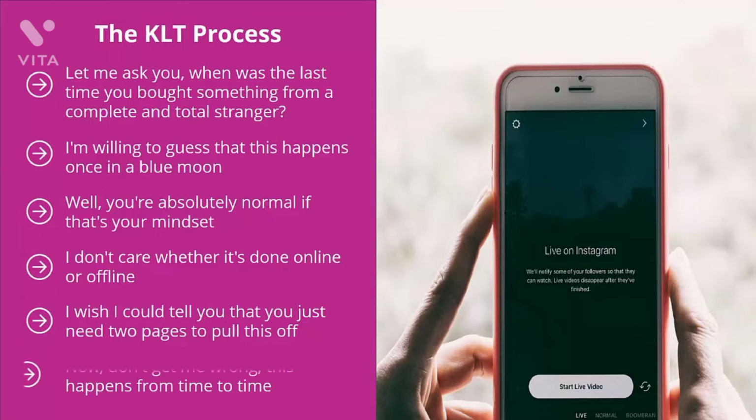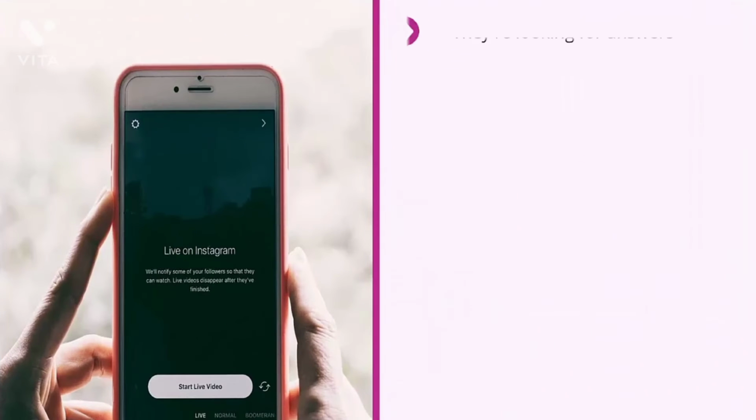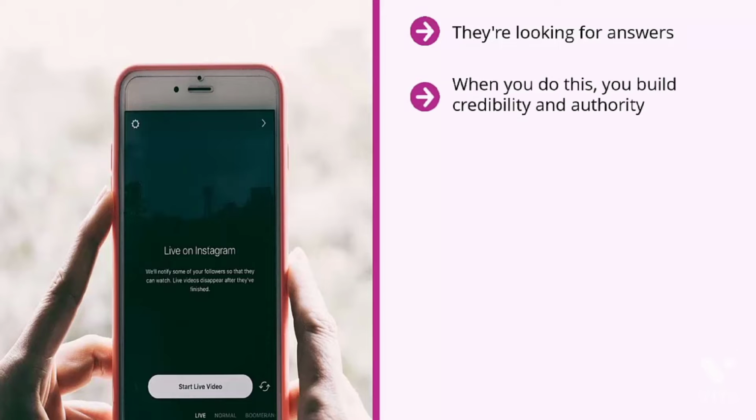That's wishful thinking. Now, don't get me wrong, this happens from time to time. I know it happens to me quite a bit, but I cannot bank on that. What I can bank on is trust. How? When people from Instagram find their way to my website, they land on a consumer page that addresses their needs. They're looking for answers. They're looking for solutions. So they get all this information and then they can click through for more finely tuned, more efficient, or better value solutions. When you do this, you build credibility and authority. You also control the conversation.